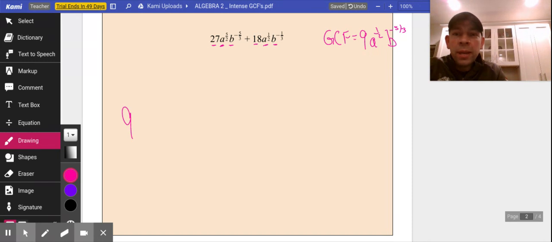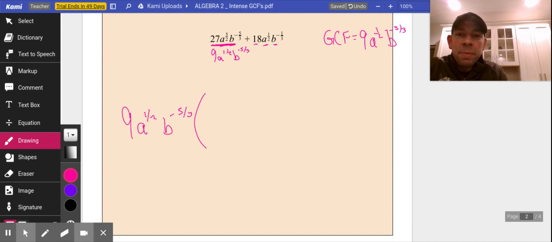9, a to the 1/2. You could write that as the square root of a. I know some of you are thinking about that. And we got b to the negative 5/3. You're thinking, could I do 1 over the cubed root of b to the 5th? Absolutely. All right, so let's divide by 9, a to the 1/2, b to the negative 5/3.